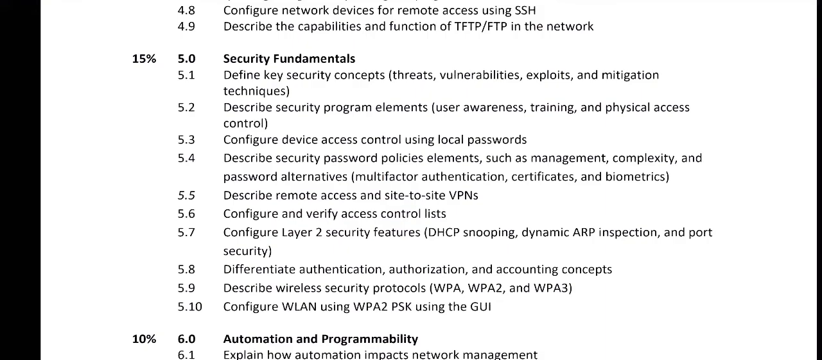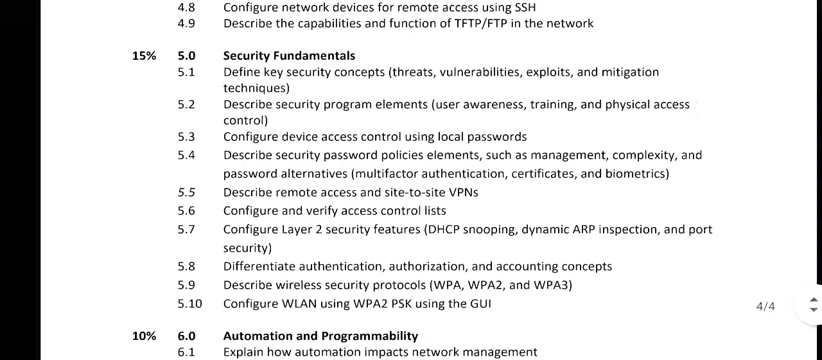Describe the capabilities and function of TFTP and FTP. That's the trivial file transfer protocol and file transfer protocol in the network. That helps you send files. That helps you send backup files. If you create, for example, a file which contains a list of information, you can transfer that information to a server so that it's stored over there where it has to be.